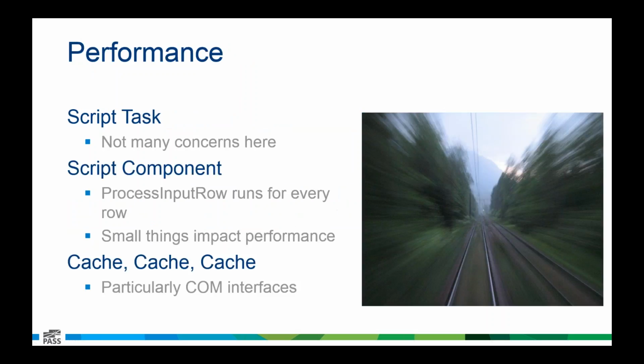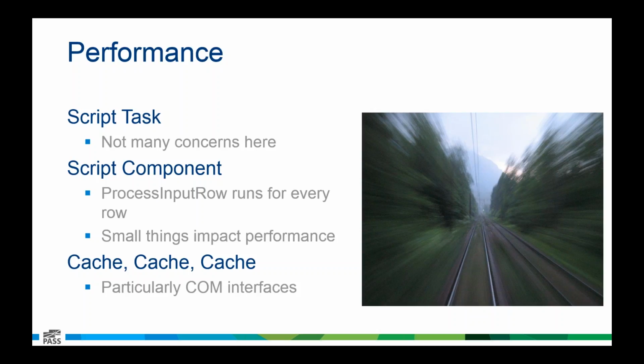Performance-wise, script task, not a whole lot of concerns there. Again, you're pretty much in control of the performance because you're basically writing the whole thing. Script components are a little bit more complicated because the data flow engine drives how the component is executed. It calls the methods. One of the key things, as I mentioned earlier, process input row runs every time a record is processed. So you don't want to do anything heavyweight in there. There are things that look small that are actually very heavy, and particularly when you start getting into processing millions of rows, a few extra milliseconds there can add up over the course of a full data load.